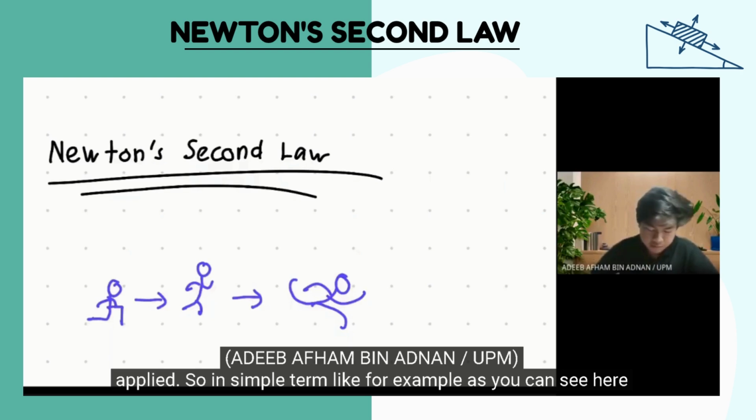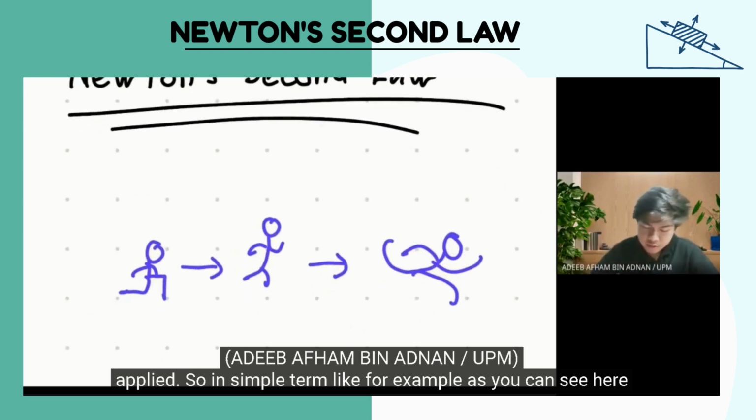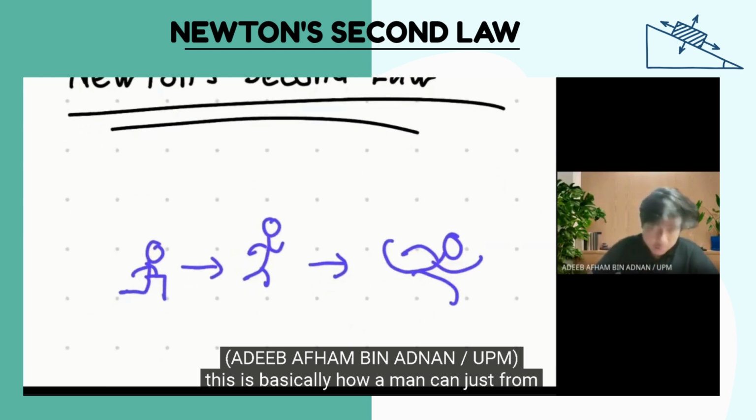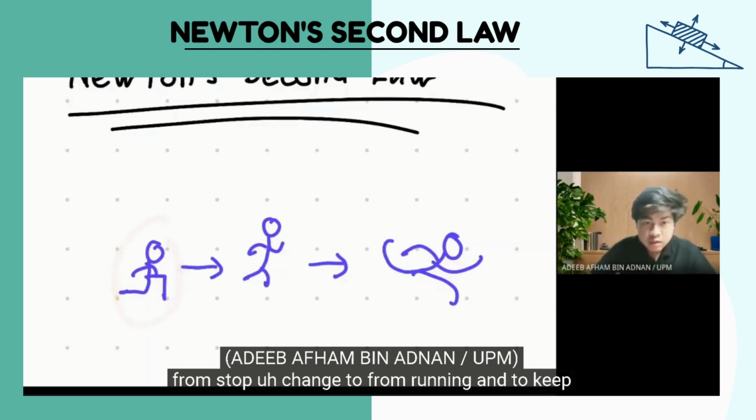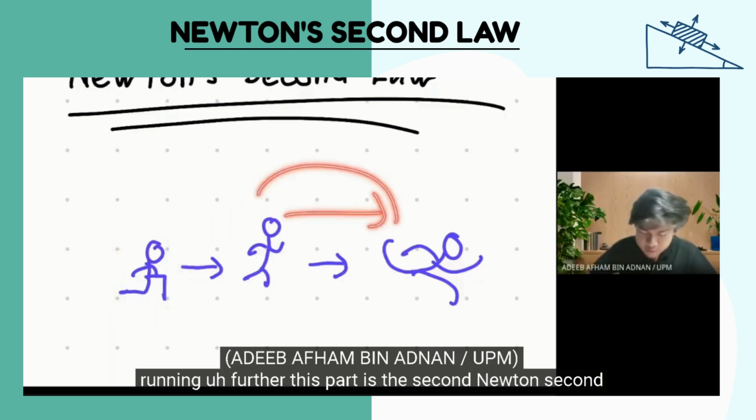Newton's second law basically states how an object changes motion when force is applied. So in simple terms, as you can see here, it's basically how a man can change from stopped to running and keep running further. This part is Newton's second law.